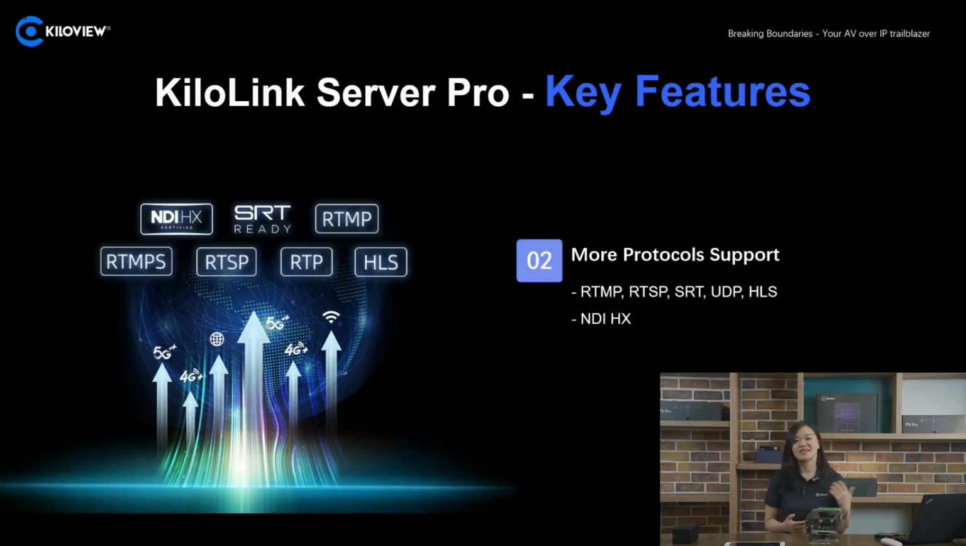And of course, the second part is that the Killlink Server Pro can support more protocols compared with our previous generation. So with the new technology, we will be able to support not only RTMP, RTSP, SRT, UDP, HAS, but also this time we are introducing NDI-HX support. So this is really a unique feature.